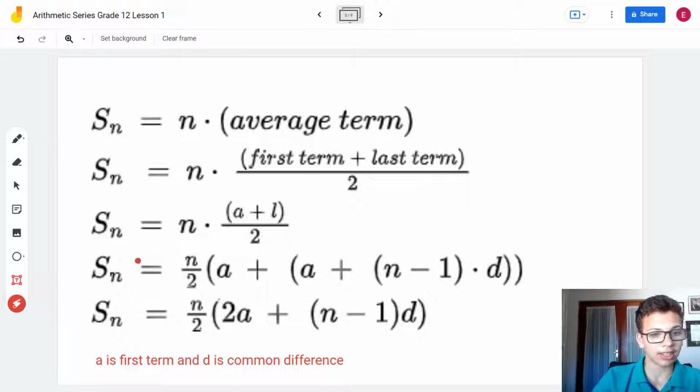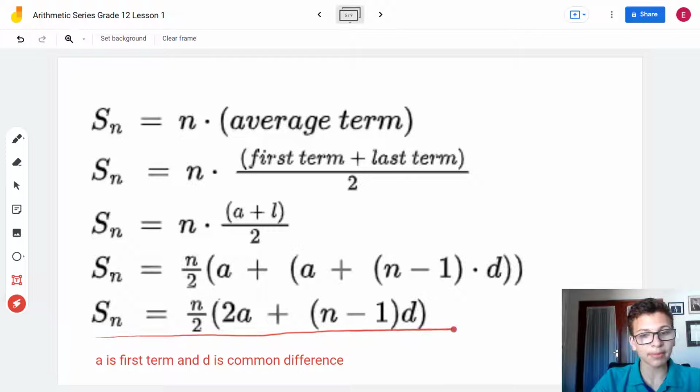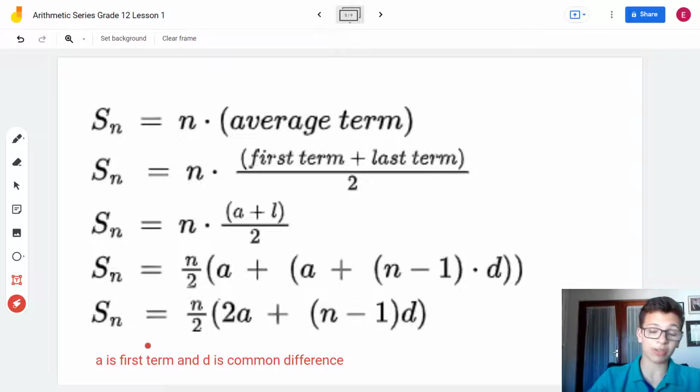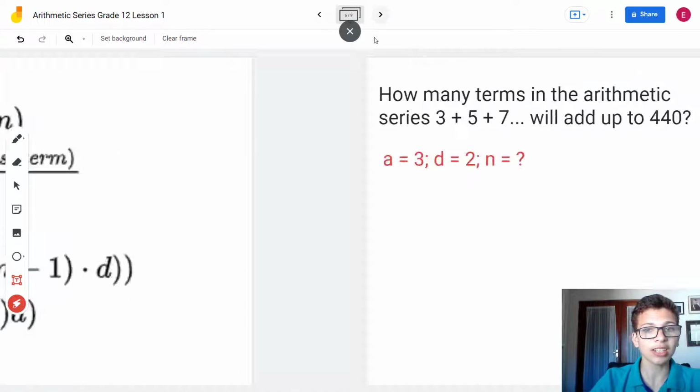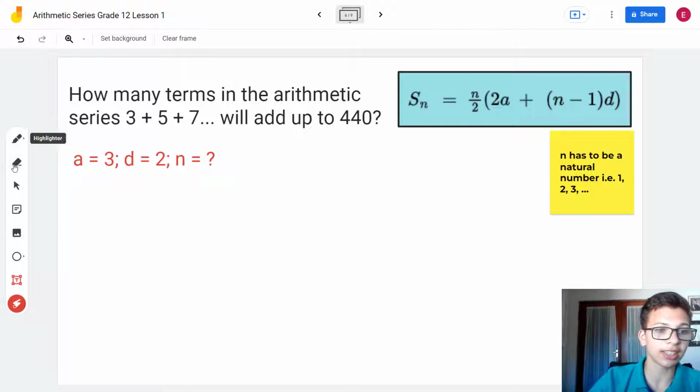And again, the next line we have n over 2 times a plus, we can replace l with a plus n minus 1 times d. You can replace l with a plus n minus 1 times d from the arithmetic pattern. We know that this is an arithmetic pattern, so the last term, if there are n terms, that's the nth term, right? a plus n minus 1 times d, that's the nth term. And we add it and we simplify, we get our final formula: Sn equals n over 2 times 2a plus n minus 1 times d. Now you need to know this formula because this is very useful. And again at the bottom here I say a is the first term and d is the common difference of the arithmetic sequence. So let's try to consolidate this with an example.